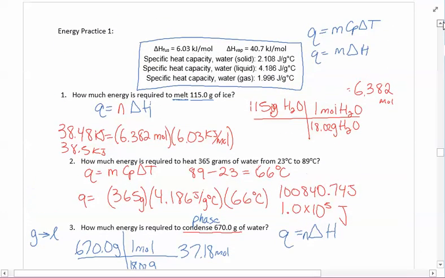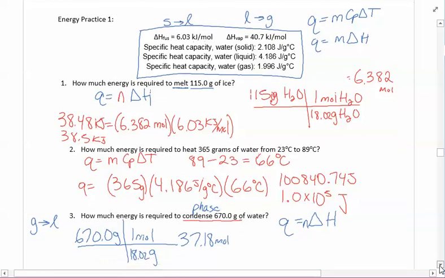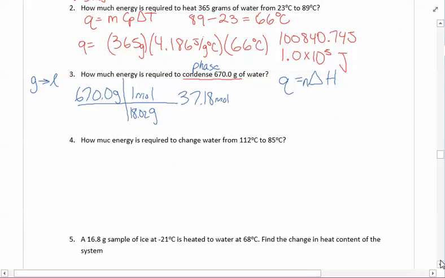Okay. So for the values that are provided to us, delta H of fusion is for melting, when you're going from a solid to a liquid. Well, that doesn't help us. Delta H of vaporization is going from a liquid to a gas. So vaporization is the opposite of condensation, which is what we're doing. So we're going to use this value. The only difference is we're going to put a negative sign in front. So we're going to put 37.18 moles times negative 40.7 kilojoules per mole.